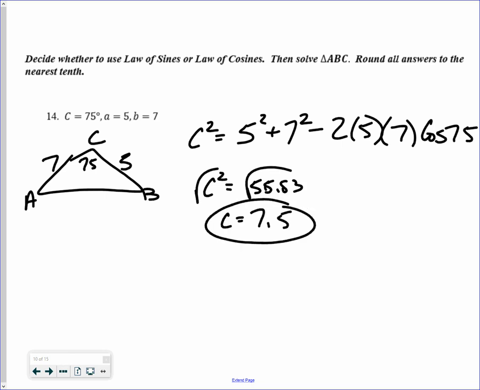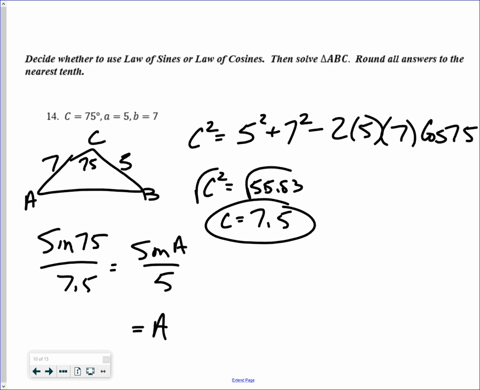Now I can do the law of sines. Sine of 75 over 7.5 would equal the sine of, now remember, you always want to use the smaller side when you have a choice. So I'm going to do the sine of A over 5, cross multiply, solve for A. Remember to take the inverse sine. You end up getting A to be 40.1 degrees.